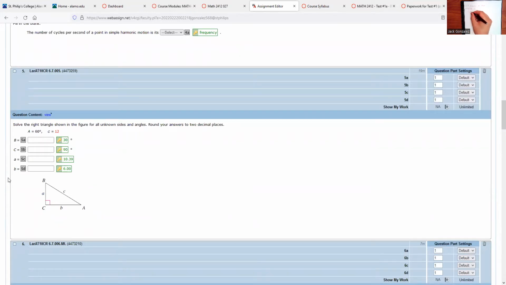We need to find B, and C was given. You see how there's a right angle symbol, so for sure we know what C is. I'm gonna write down C. Need to find little a, little b, and little c. They gave us little c, that's cool. I don't really need to draw a triangle, but you can.